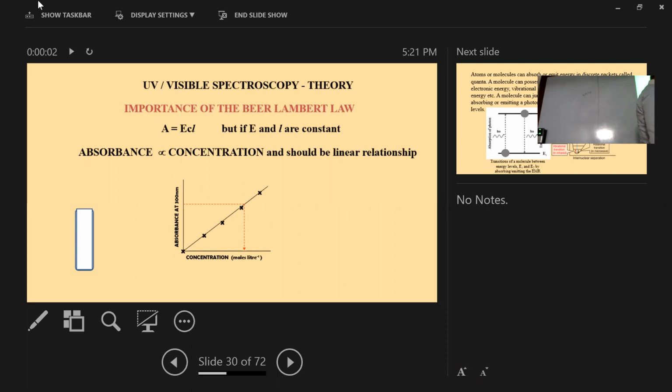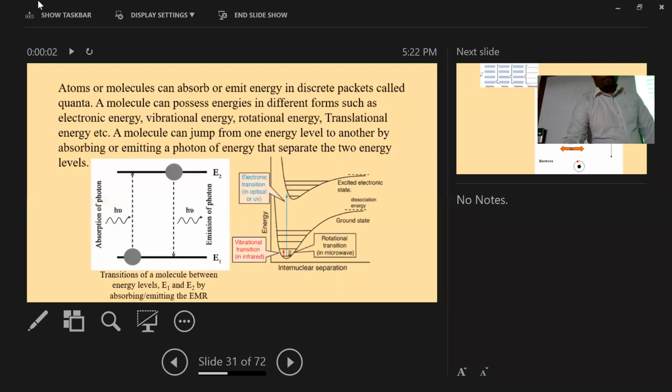So just try to keep your unknown concentration in mind. You may have the absorbance value from your unknown concentration, so you can guess how much concentration you may need to plot. By this way, we can estimate the concentration of any sample using a UV-visible spectrophotometer. Okay.